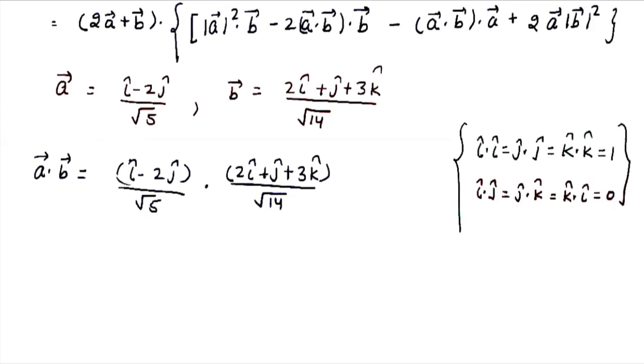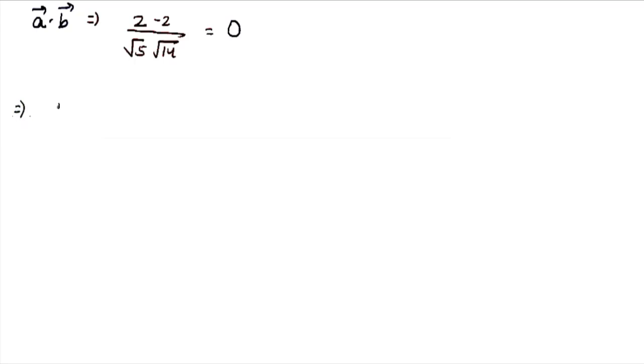Now using this identity we have to solve this A vector dot B vector. We get I cap into 2i cap, that gives 2. Then minus 2j cap into j cap gives minus 2. In the denominator we have under root 5 into under root 14. Now 2 minus 2 gives us A vector dot B vector is equal to 0 here.